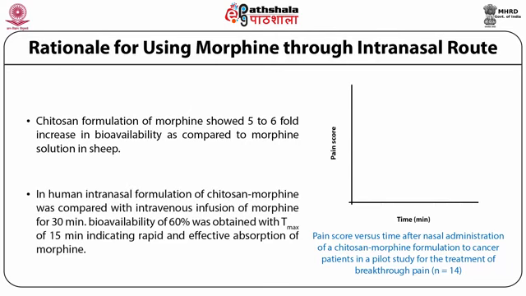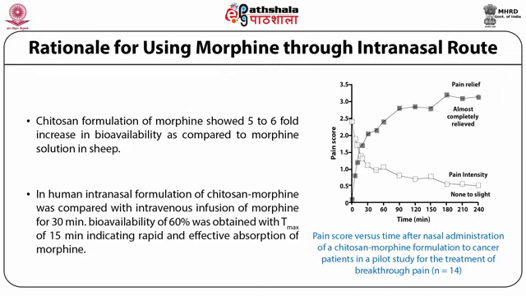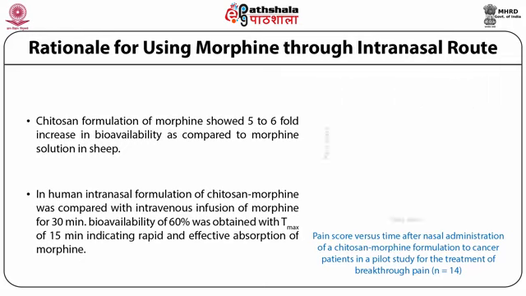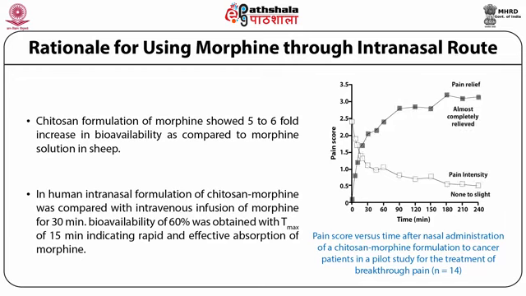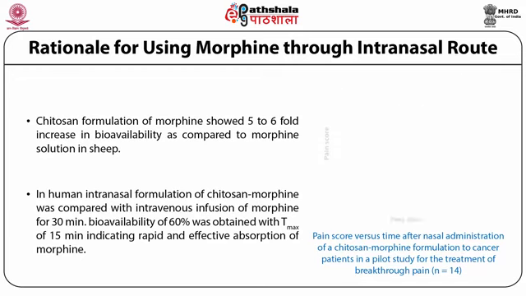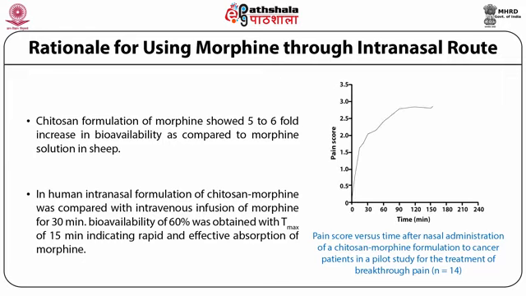In humans, intranasal formulation of chitosan morphine was compared with intravenous infusion of morphine for 30 minutes. A bioavailability of 60% was obtained with a Tmax of 15 minutes, indicating rapid and effective absorption of morphine. The shape of the plasma profile for nasal delivery of chitosan morphine formulation was similar to the one obtained for the slow intravenous administration of morphine.